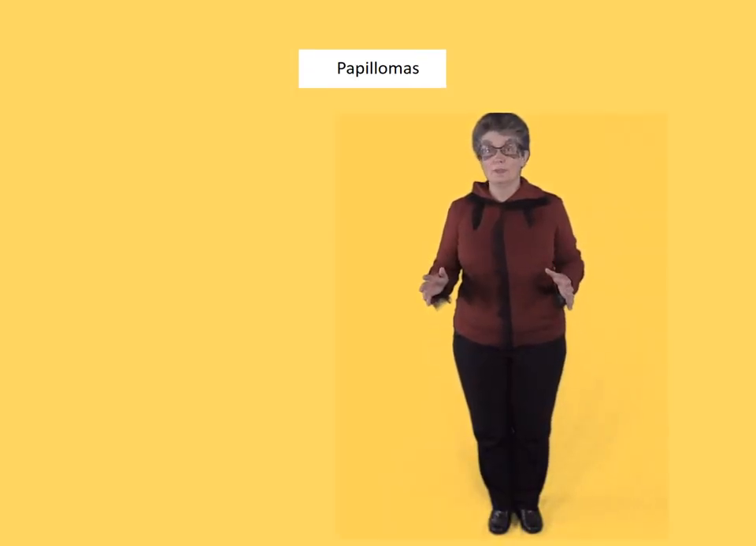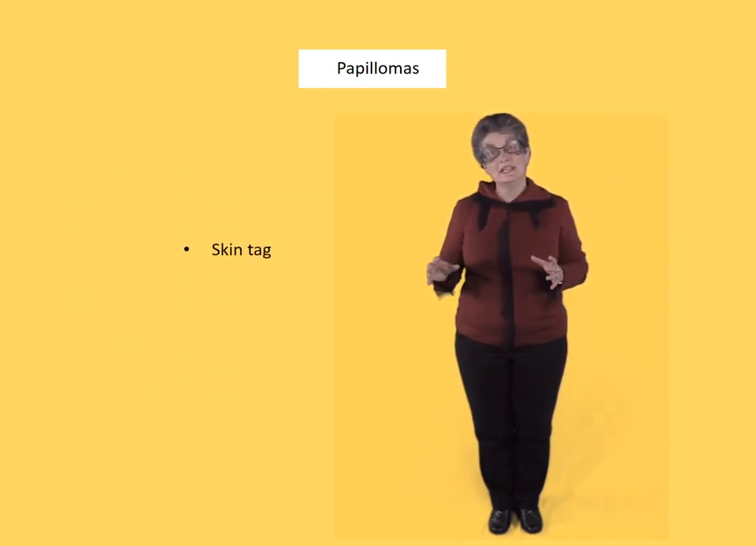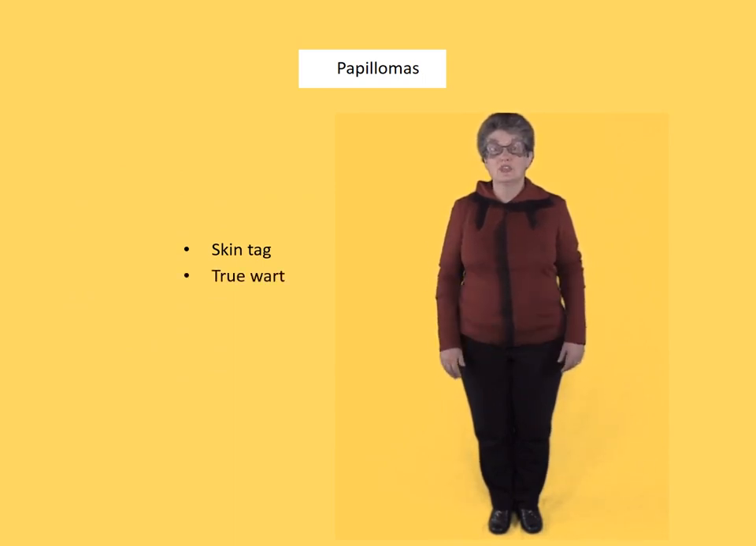The second common lesion that I'm going to talk about is the skin tag. Now, these can look like true warts. They are the third thing that can look warty on the skin. The first being seborrhoeic keratosis, the second the true skin tag, and the third the true wart.